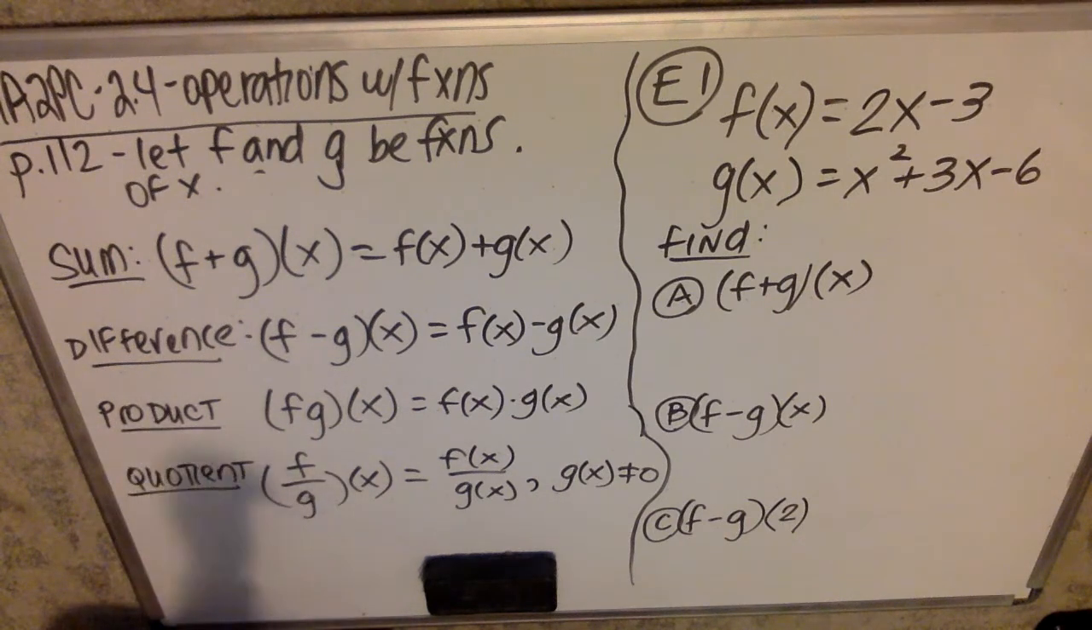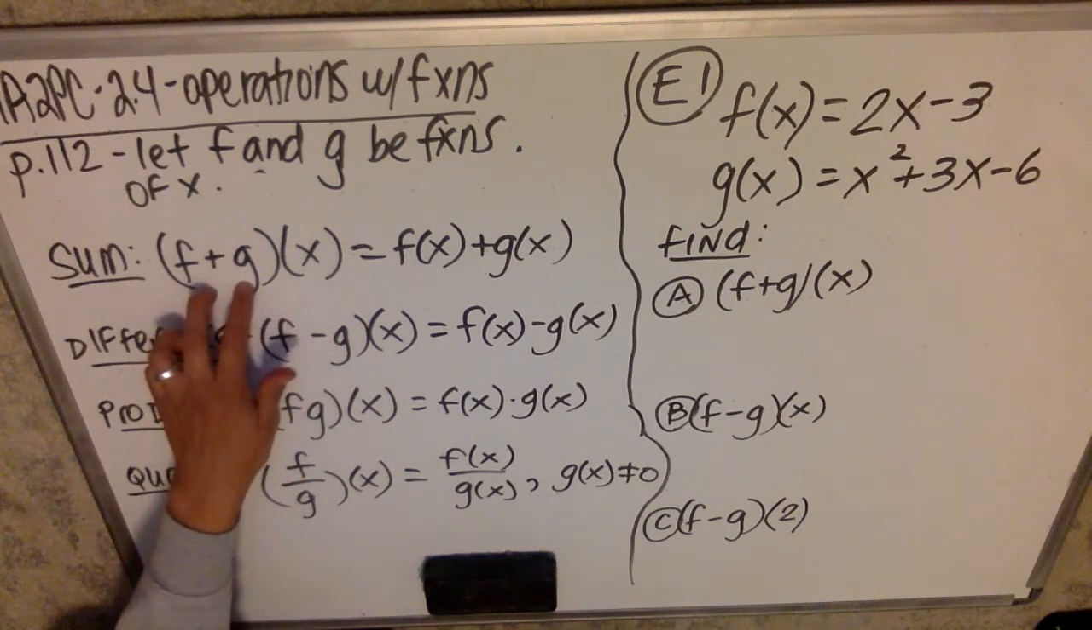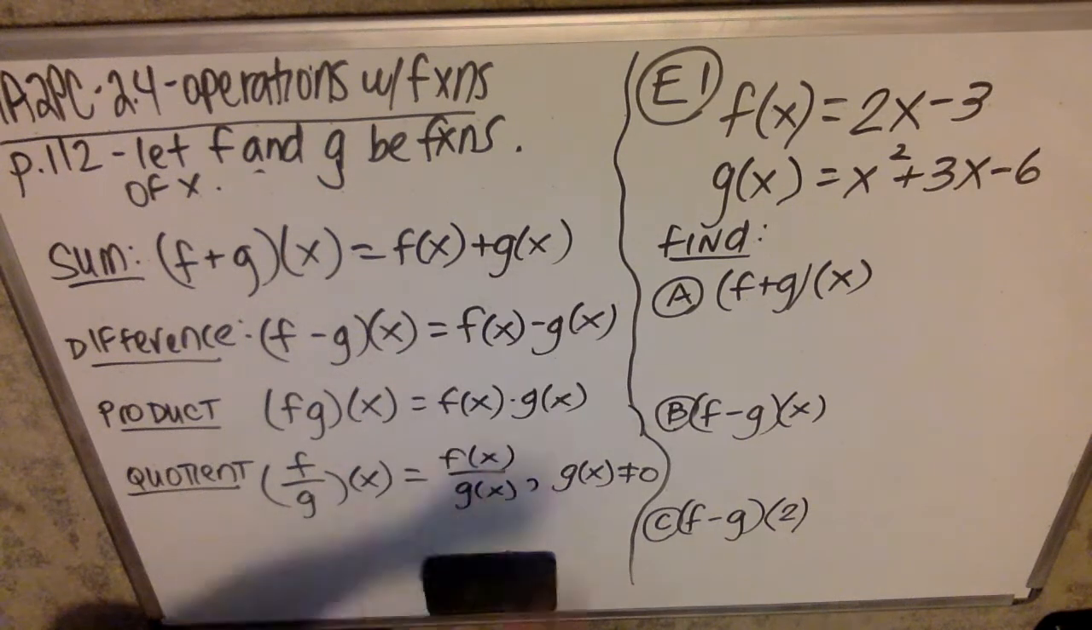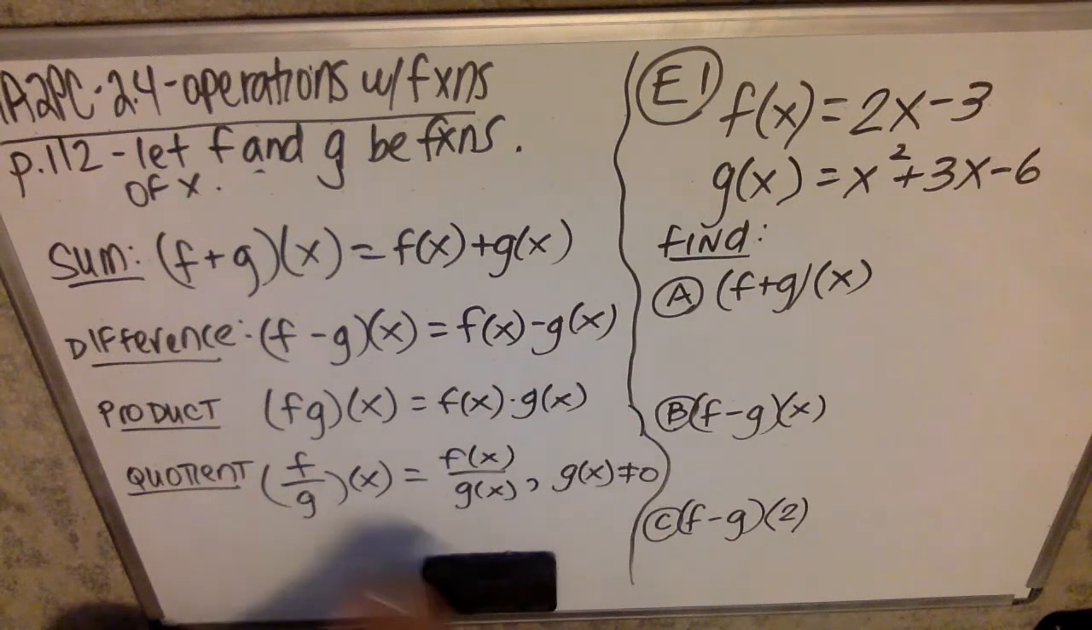If you want f plus g of x, which is how we read this, right? F plus g of x, we would just have f of x plus g of x. Right? If we want f minus g of x, we would do f of x minus g of x. F times g of x would be f of x times g of x.